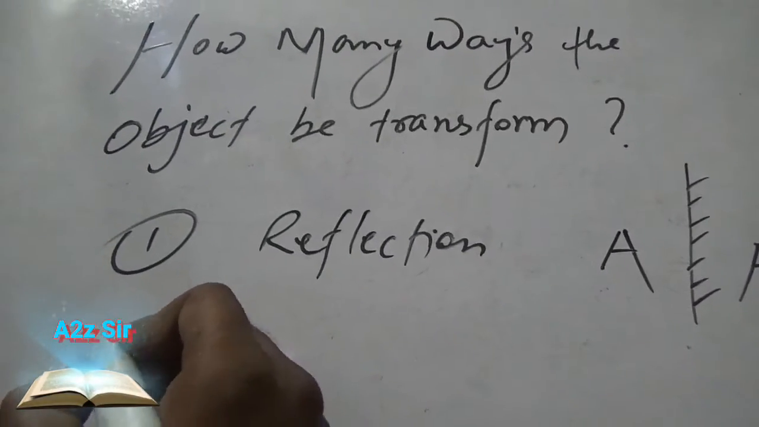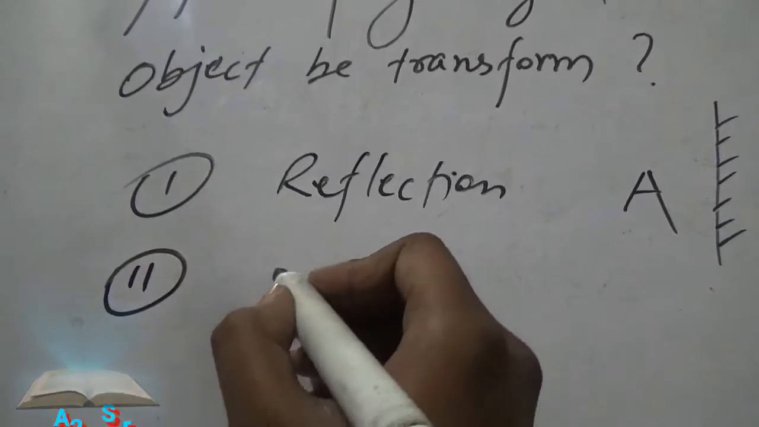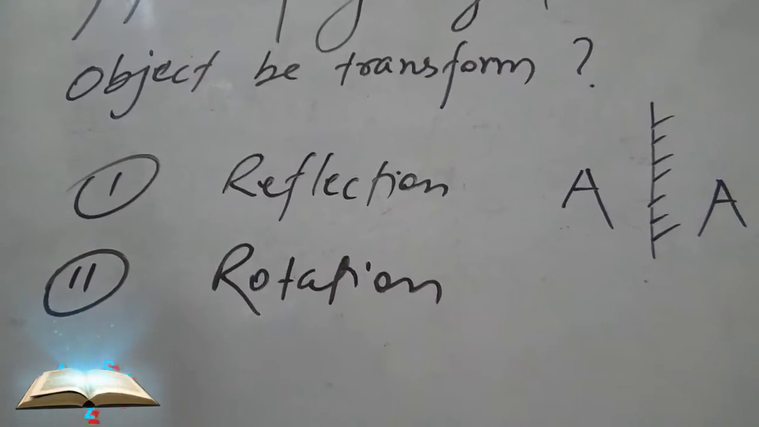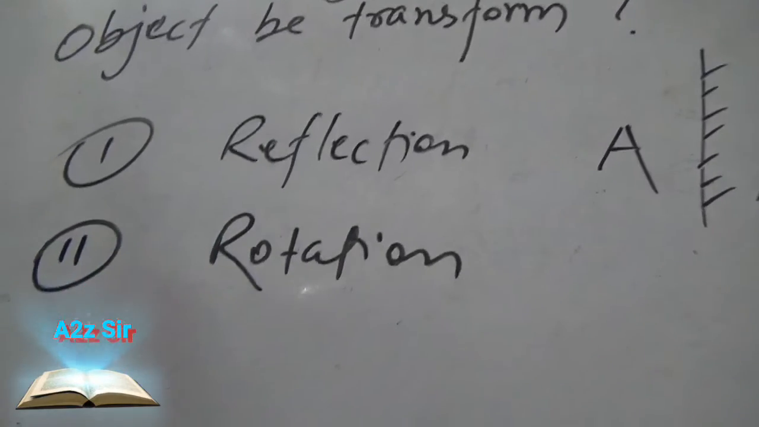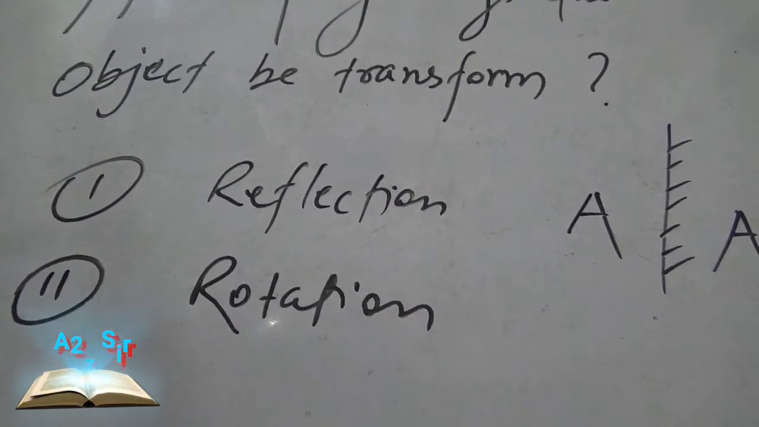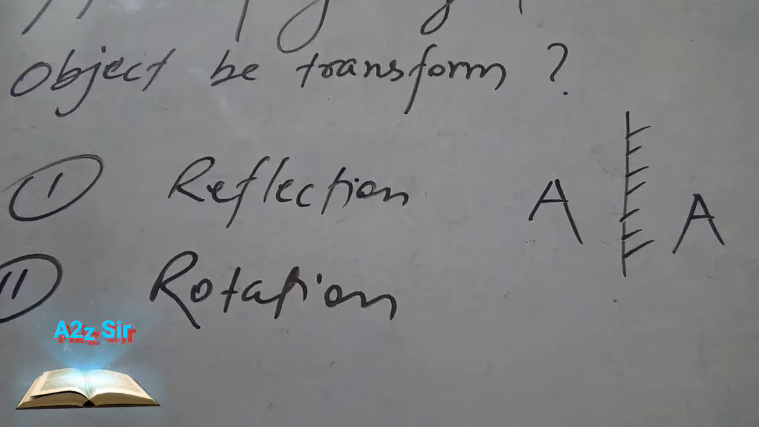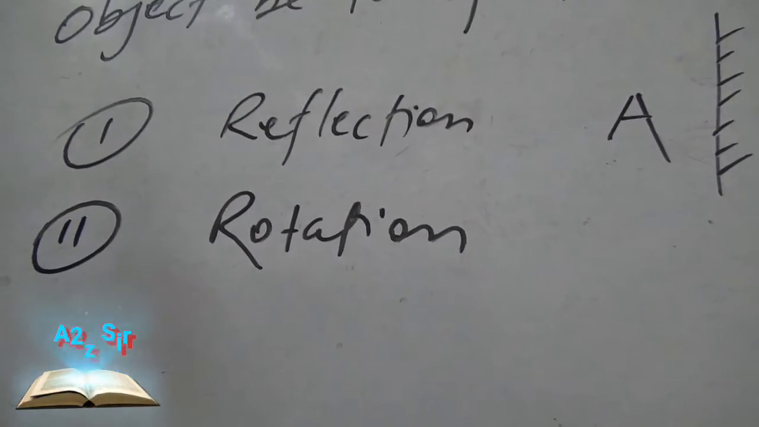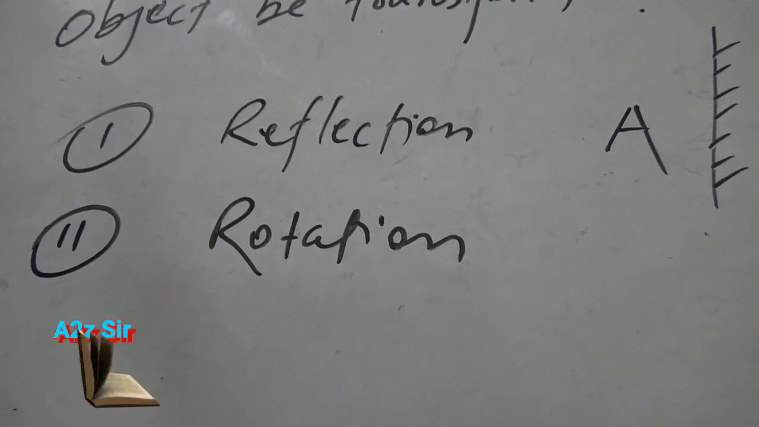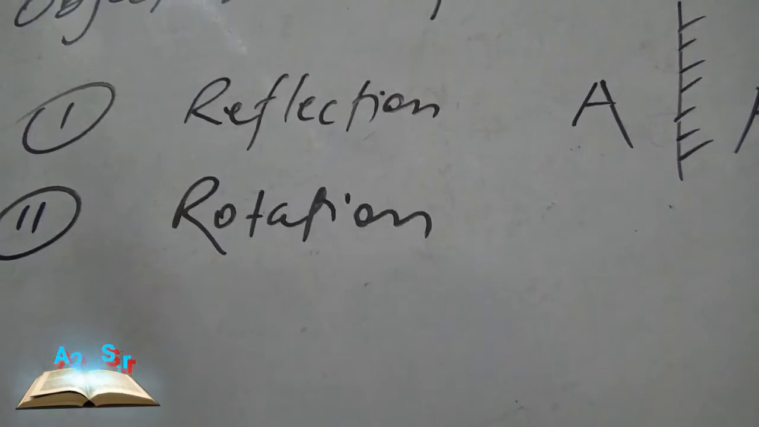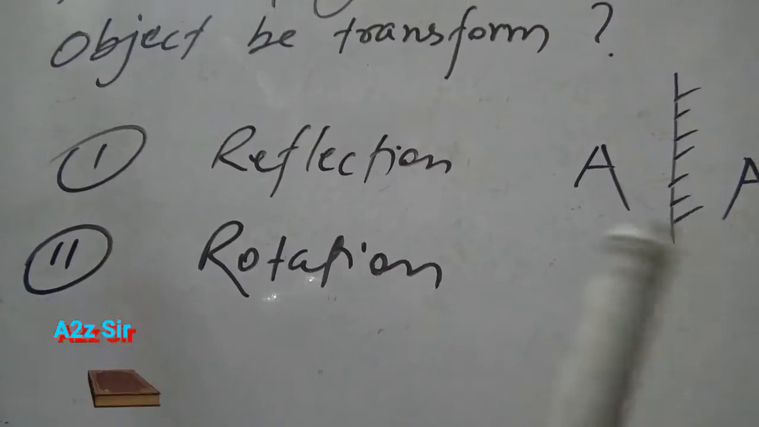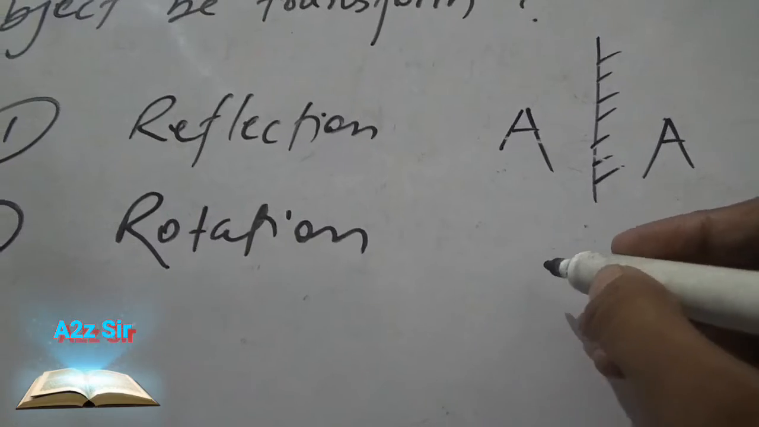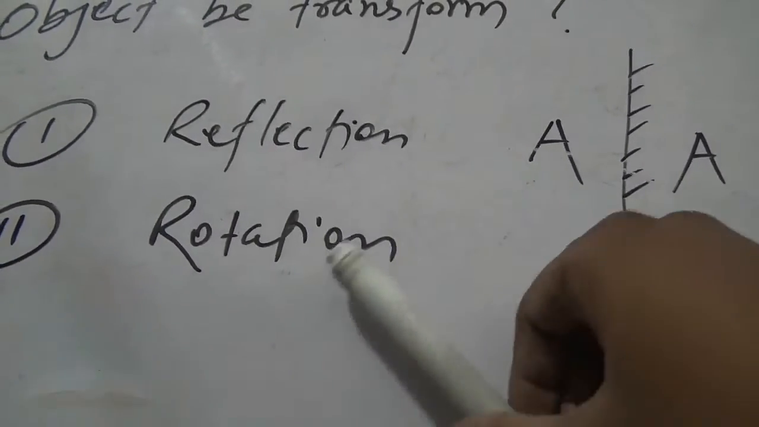And the second one is the rotation. It depends upon the angle, and in which direction. Suppose it rotates clockwise or anti-clockwise, in which direction the rotation is. Suppose this one is anti-clockwise, and this one is clockwise.